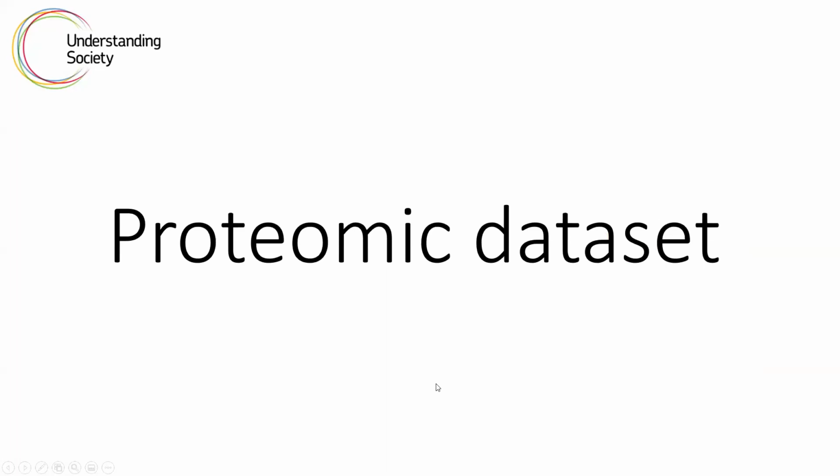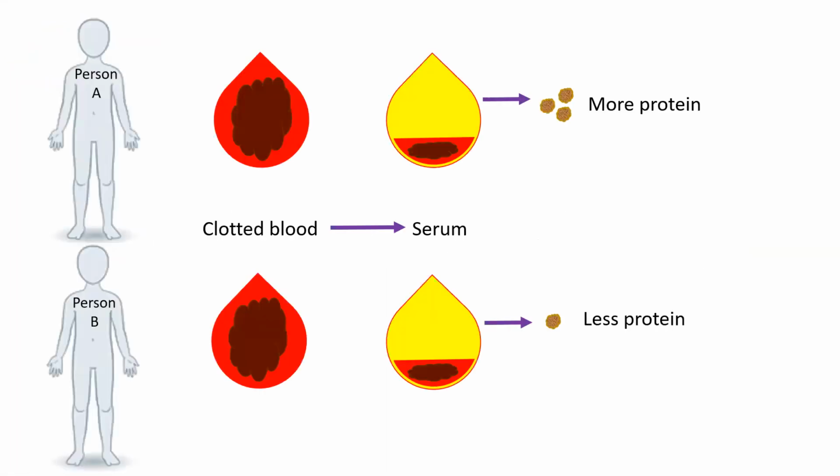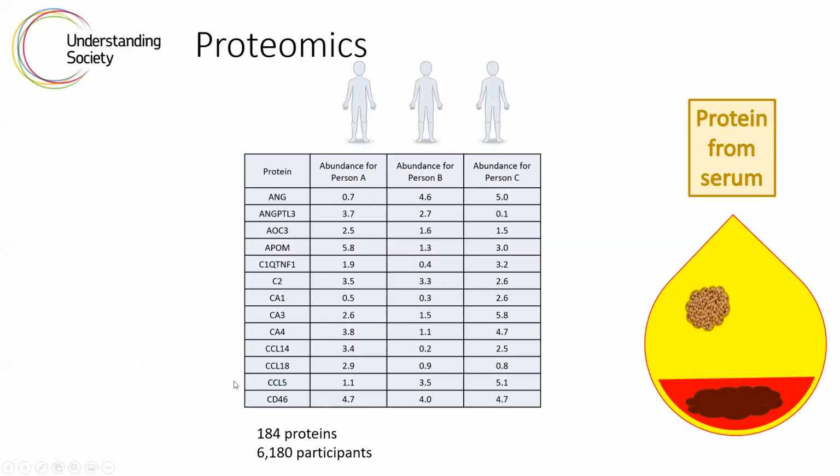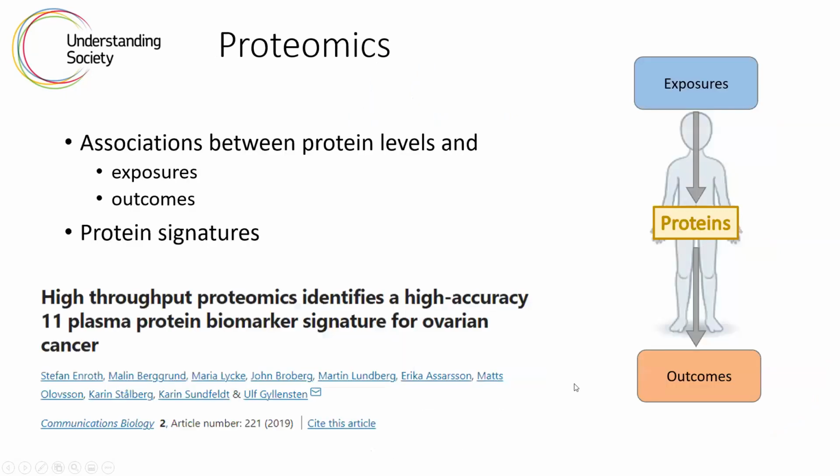So now with a new proteomic data set coming soon, it's a lot more simple to explain how people vary in their proteins. It's just that someone might have more than someone else in their blood. And so the data set is pretty simple. It's just the name of the protein and then a relative measure of the abundance of it in the blood. And so we've got this data for 184 proteins for 6,180 participants.